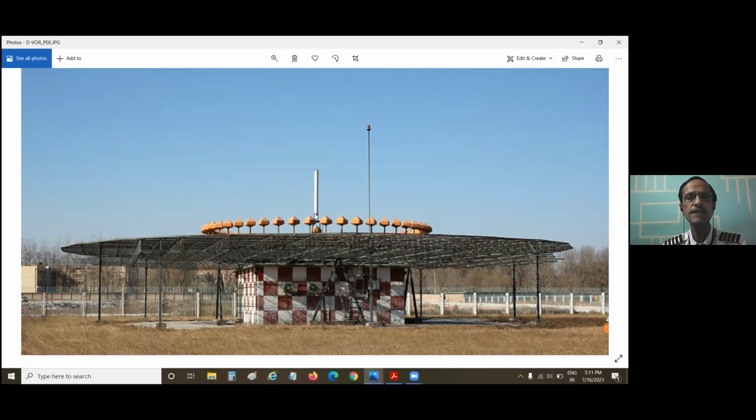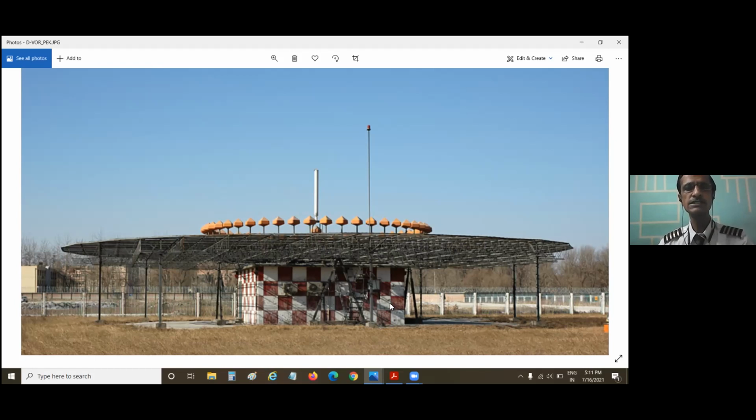Now all this arrangement and all these antennas are connected to certain equipment, the VOR transmitter equipment in this room. It is enclosed. This is an unmanned room. Only from time to time we go and do the maintenance part here. Nobody is manning this. Nobody is staying in this room. They are all automated. They run by themselves. No manual running is required.